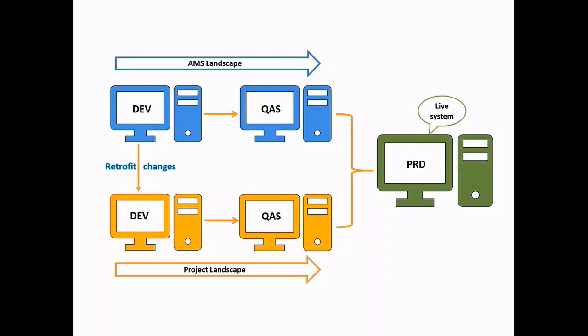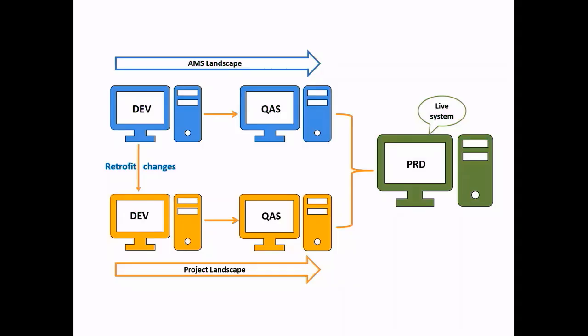Let's move on to the actual demo. The topic I have chosen is the mass retrofit of SU24 changes from the AMS development box to the project landscape box. If there is just one custom T code, it won't take much time. What if there are more than one? How long would you need to spend redoing that in the project landscape? It will take a huge amount of time.